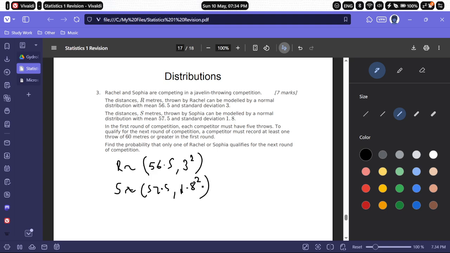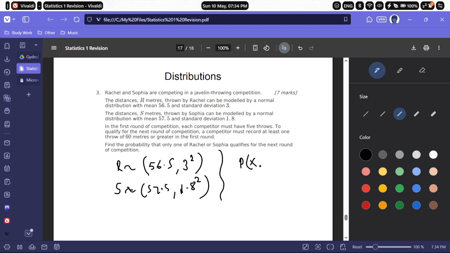So these two distributions are basically the distances that Rachel and Sophia can throw, like how far their javelin can travel. Now, in the first round of competition, each competitor must have 5 throws. To qualify for the next round of competition, a competitor must record at least one throw. So, out of 5 throws, you need to have at least one throw, right?